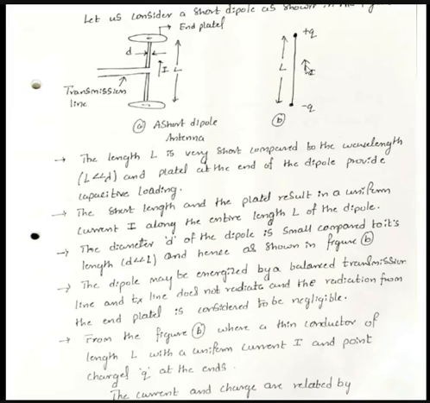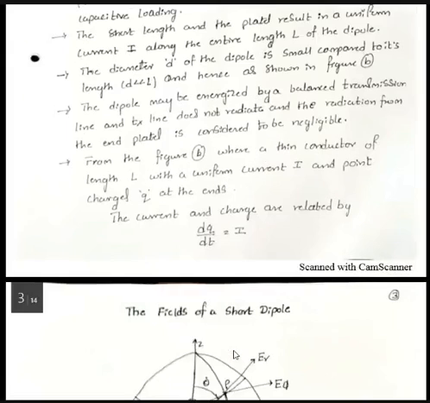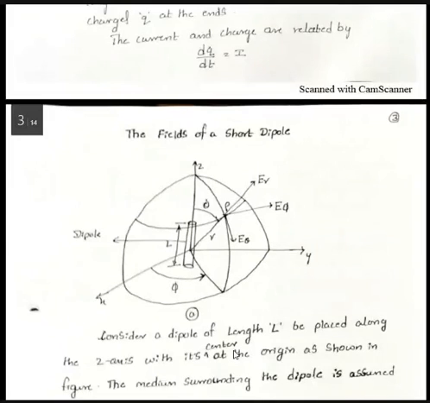In figure B, what you can see is a thin conductor of length L with a uniform current I, and there are point charges at the ends, plus Q and minus Q. So you know the current and charge relationship, correlated by dq by dt equal to capital I. Now, what we are interested in are the fields related to the short electric dipole, the fields of a short electric dipole.